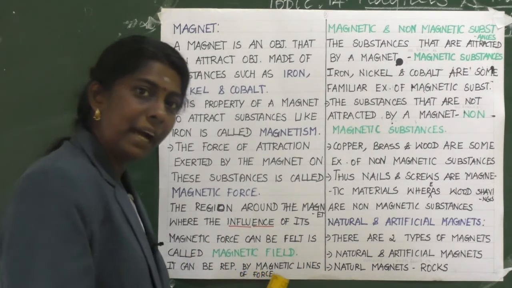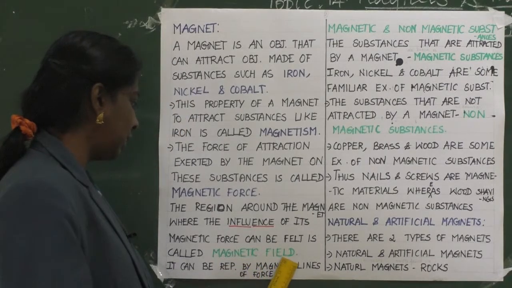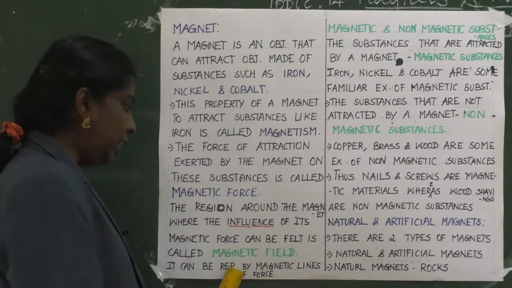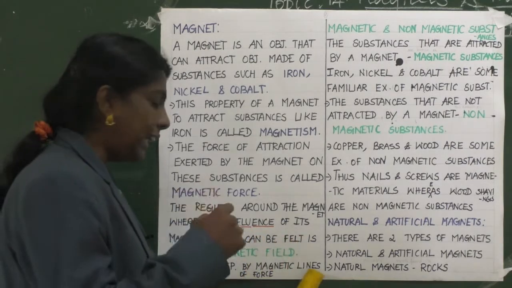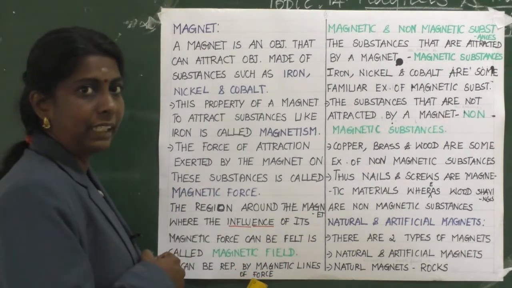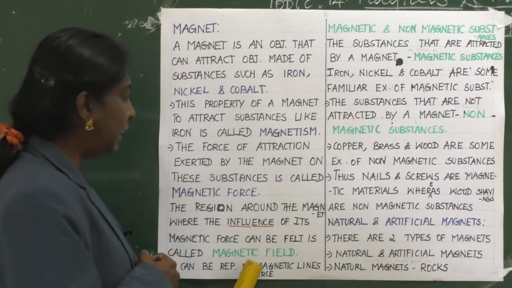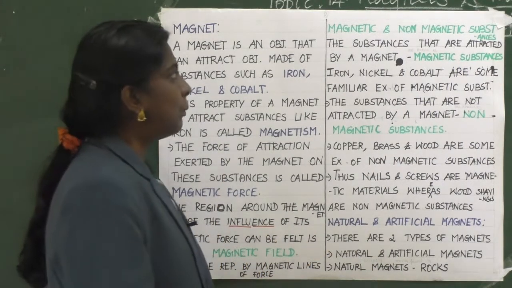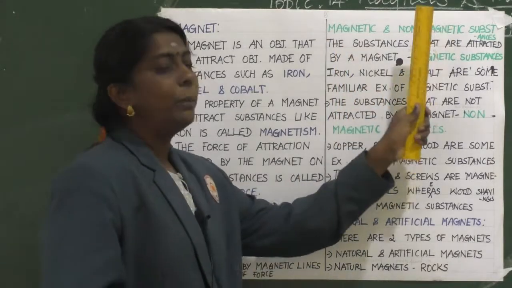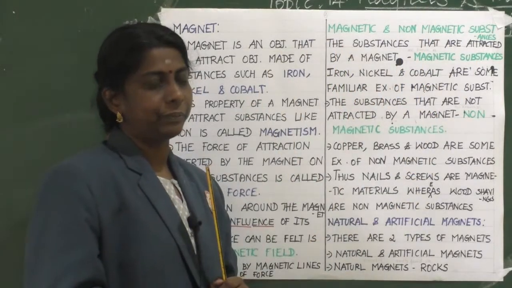What is that? Magnetic field. So, this magnetic field can be represented by magnetic lines of force. Now, let us learn about magnetic and non-magnetic substances.